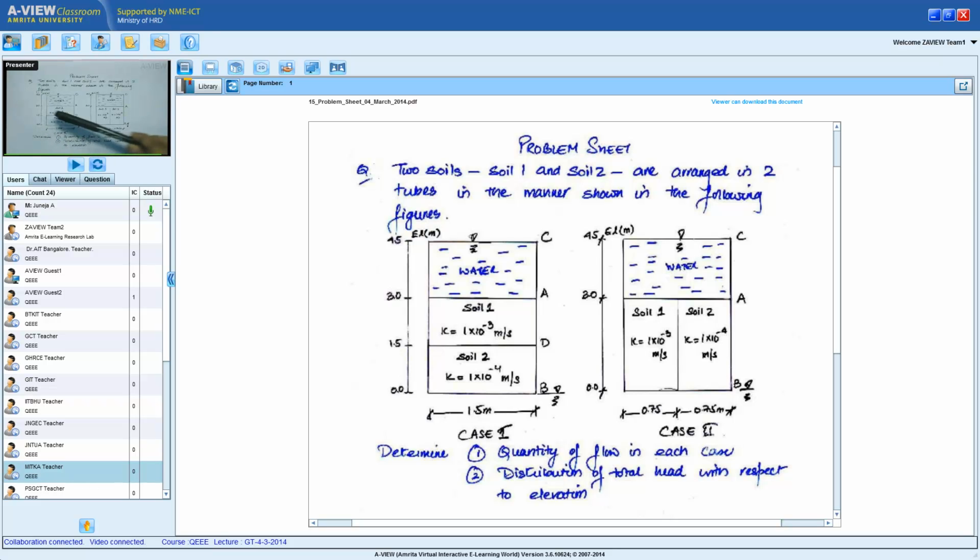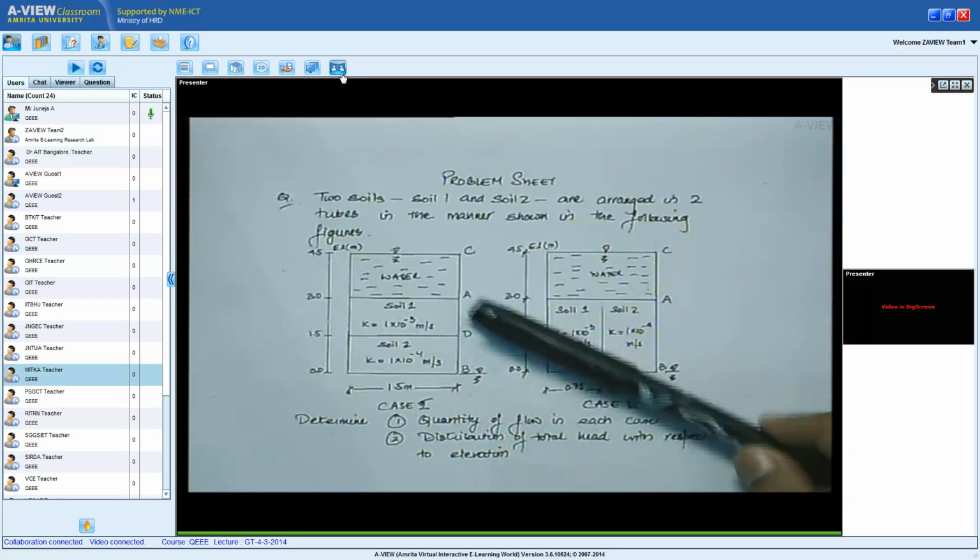In case 1, there are 2 soil layers, soil layer 1 and soil layer 2. They have different permeability. There is an overhead tank over the 2 layers, with an overflow mechanism. Overflow means it keeps a constant water level at this level, and at the bottom, again, a constant water level is maintained. Without looking at anything else, there is a constant level here and a constant level there. There is a head difference.